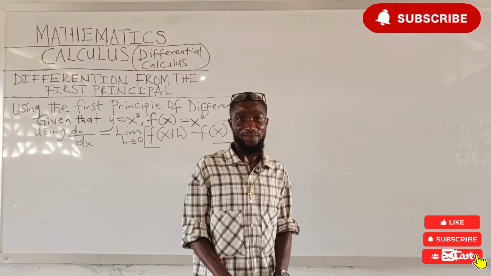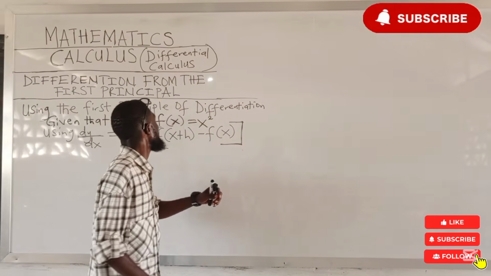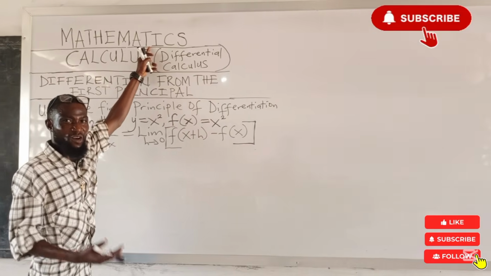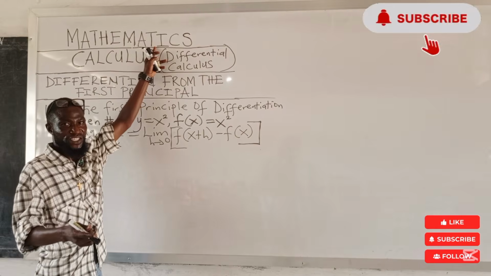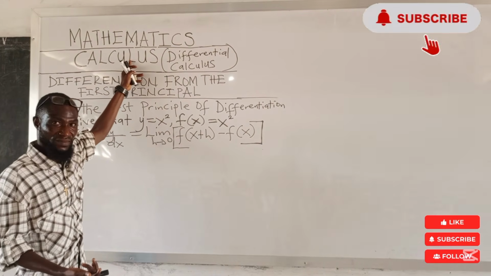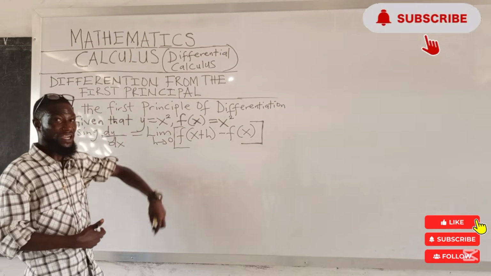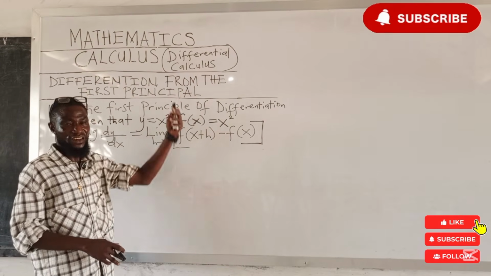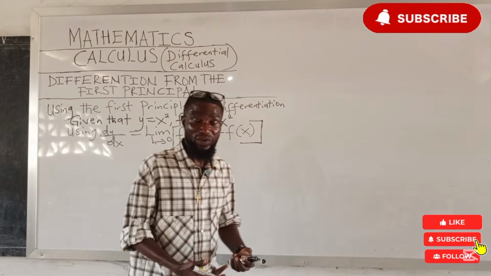Ladies and gentlemen, today I'll be presenting on mathematics. Today, I'll be discussing one of the branches of mathematics, calculus. What type of calculus is this? This type of calculus is called differential calculus. Why differential calculus? Because it deals with the rate of change.